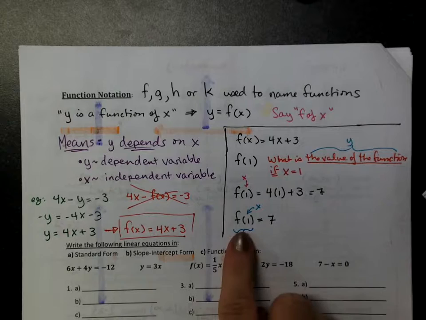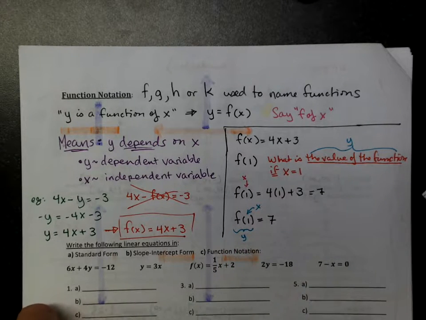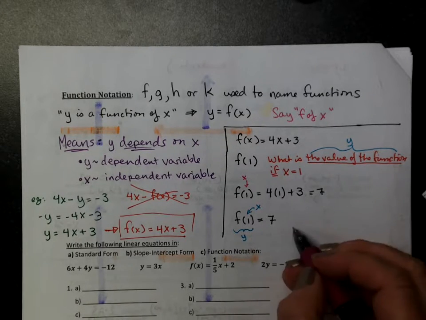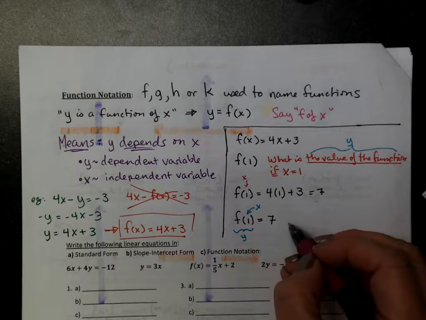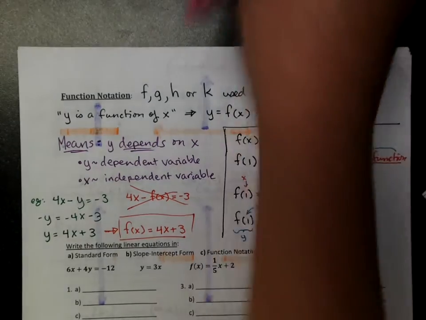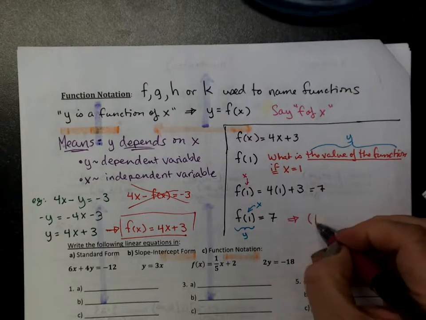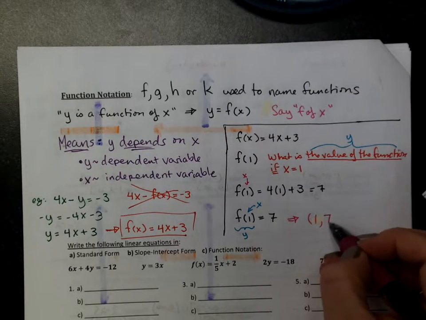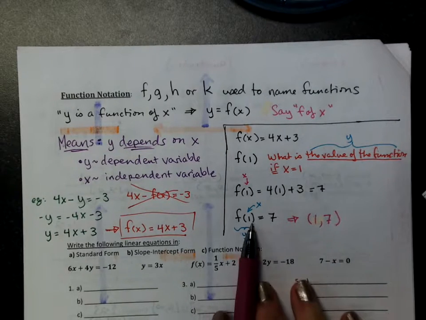Which means once I find the value of the function at 1 is 7, I can also write that as an ordered pair. Because there's infinite ordered pairs on this line, what does this particular ordered pair look like? My x was 1. That's my independent variable. So when x is 1, the value of the function, or my y, is 7. And that is one of the infinite ordered pairs on that function. I can evaluate other x's. There's infinite x's I can evaluate.